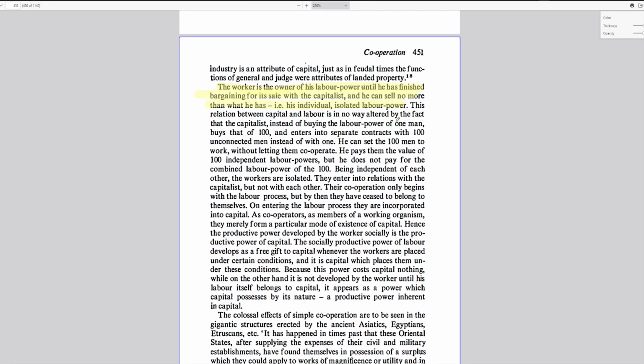Well, we're just pretending like unions don't exist right now, but let's just go with it for now. This relation between capital and labor is in no way altered by the fact that the capitalist, instead of buying the labor power of one man, buys that of 100 and enters into separate contracts with 100 unconnected men instead of one. And then he can set the 100 men to work, letting them or without letting them cooperate.